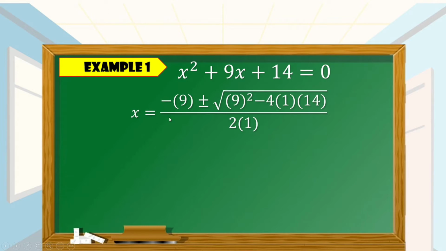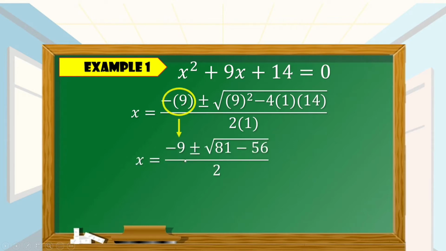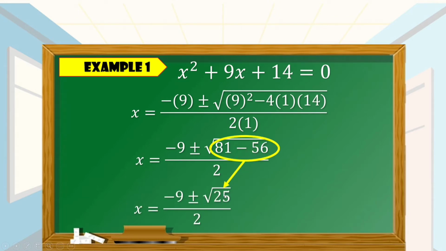Next, let us simplify this. X is equal to negative times 9 is negative 9. 9 squared is 81. Negative 4 times 1 times 14 is negative 56. And 2 times 1 is 2. I-simplify po natin lahat ng pwedeng masimplify. Next, 81 minus 56 is 25. And then the rest po, kokopyahin lang. So we have x is equal to negative 9 plus or minus the square root of 25 all over 2.